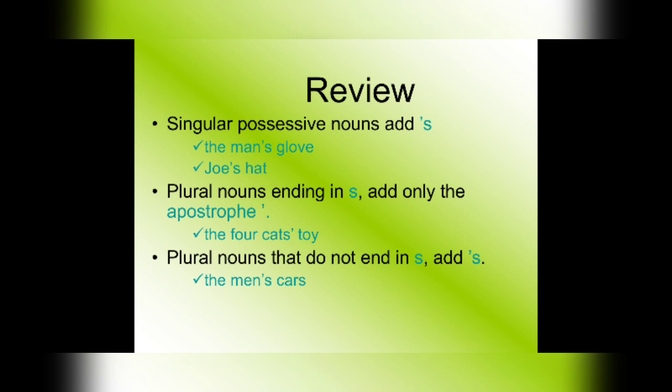Now let us try to understand again. What are singular possessive nouns? We have to add apostrophe and s, as in the examples the man's glove, Joe's hat. And in plural nouns ending in s, we have to add only the apostrophe, not the s. The 4 cats' toy. And the last, plural nouns that do not end in s, we have to add apostrophe and s. The men's cars. I hope you have understood these possessive nouns.